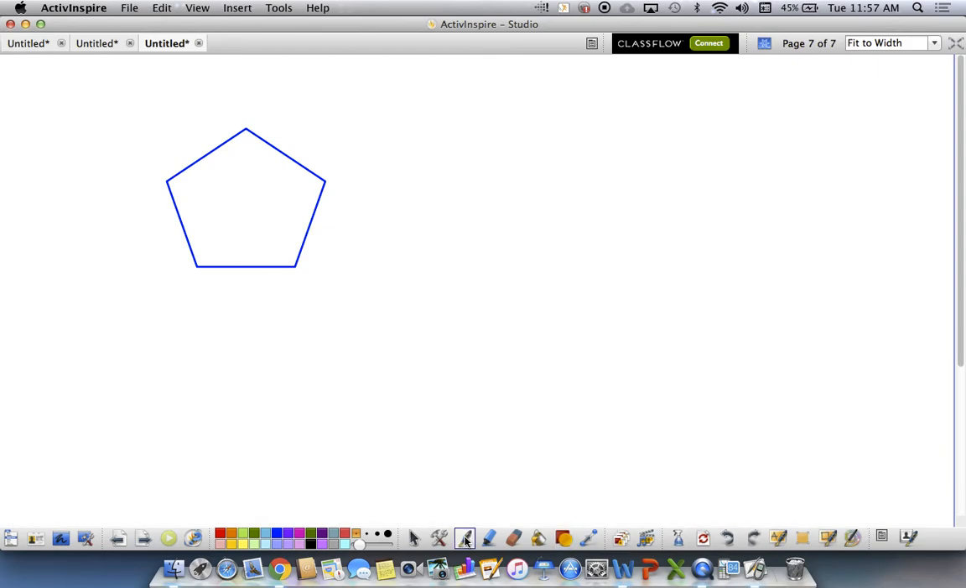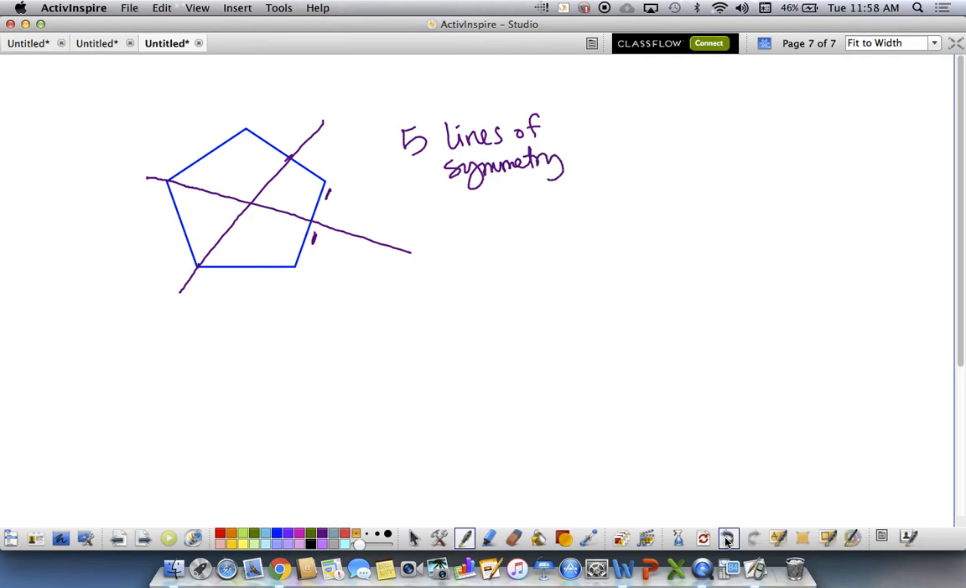Lines of symmetry, if we were doing the lines, I'm not great at this. It would go through halfway, so the top part should land right on top of the bottom part. If it's regular, it should go through this angle and hit in the middle of that side. And we should have 5 lines of symmetry. Okay? 5 lines of symmetry if it's a regular pentagon.